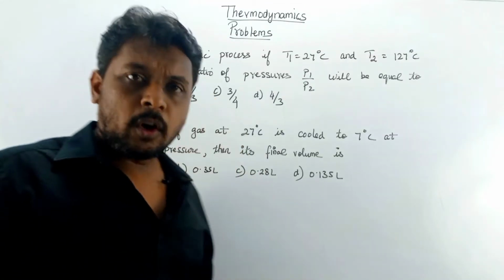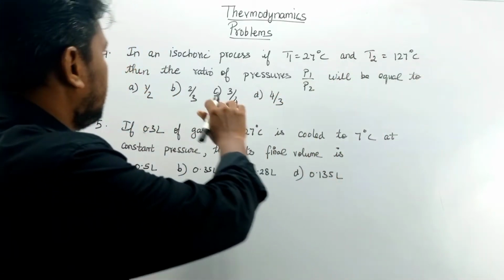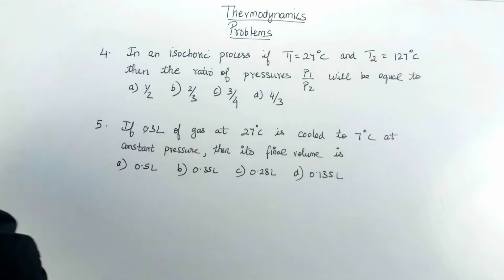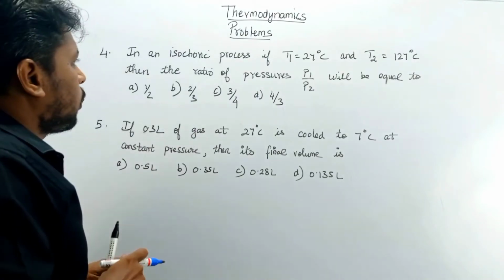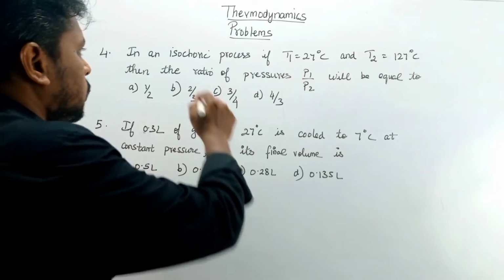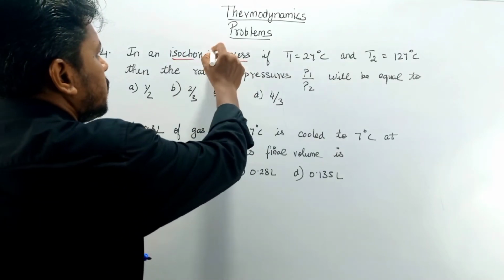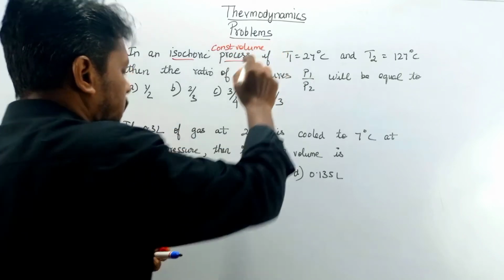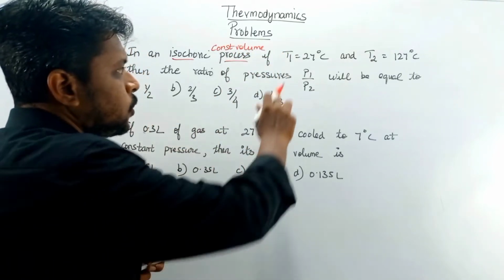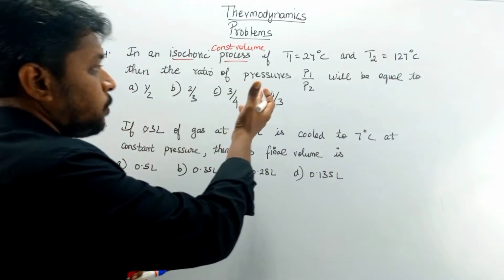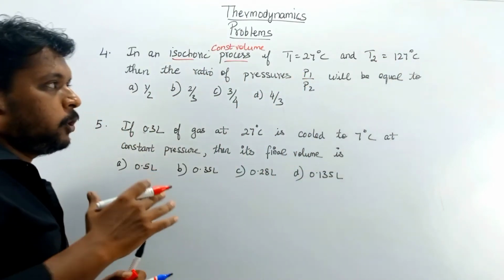So next, the fourth problem. In an isochoric process, it means that it is constant volume. T1 is 27 degrees Celsius and T2 is equal to 127 degrees Celsius. Then they are asking for the pressure ratio, the P1 by P2 value.